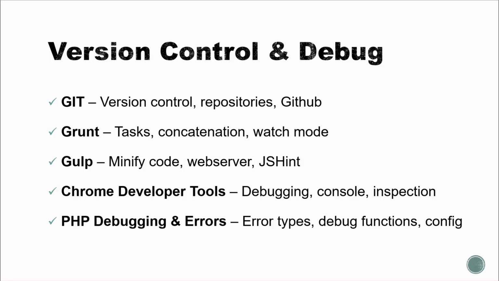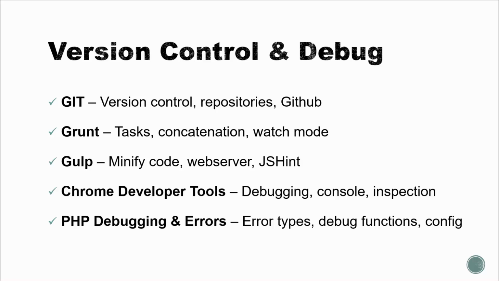We'll also be working with Grunt and Gulp, which are task runners. We'll do things like concatenate JavaScript files, minify JavaScript. There's a web server plugin for Gulp that I'll show you how to use, and also a linting tool called JSHint. Then we'll dive into Chrome Developer Tools.